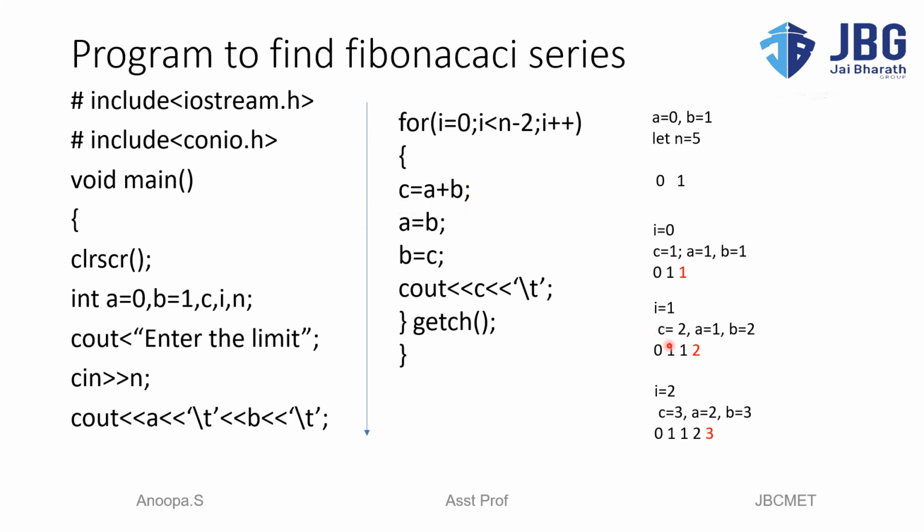So C equal to 2. Then A got interchanged to 1, B got interchanged to 2. Then display C. So I will display 2 here. Then I is again incremented and I became 2 here, C became 3 here, and A 2, B 3, and I got 0, 1, 1, 2, 3. Then the loop will get exited. So this is an example for using the variables.